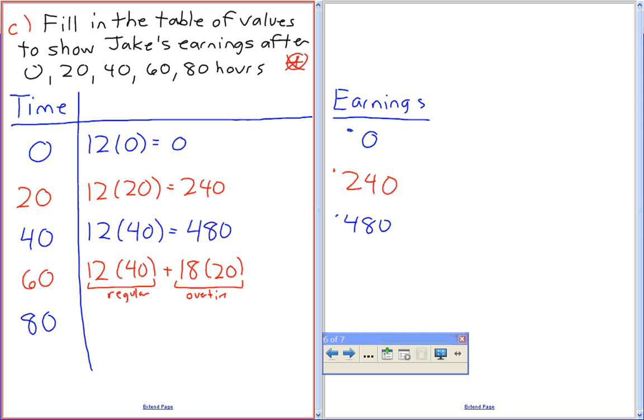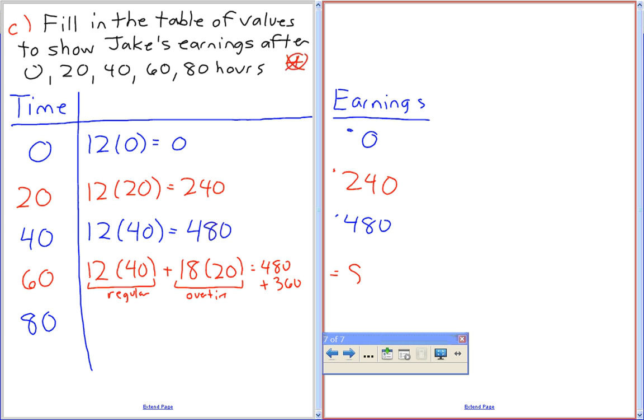Right, so altogether there's 60 hours, so $12 times 40 hours, plus 18 times 20 hours. That turns into 12 times 40 is 480, plus 18 times 20 is 360. Hopefully that's right. Someone can confirm that. I believe that's 840. If I make a typo, again, please correct me. If there's questions, please hit pause and ask right now.